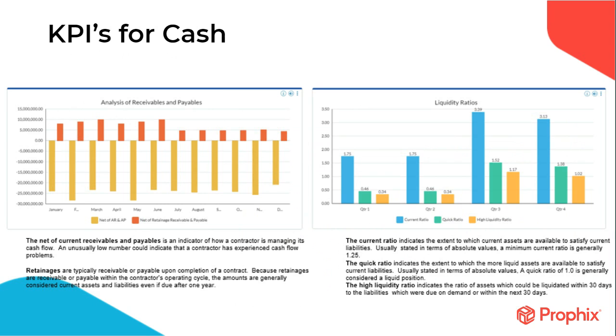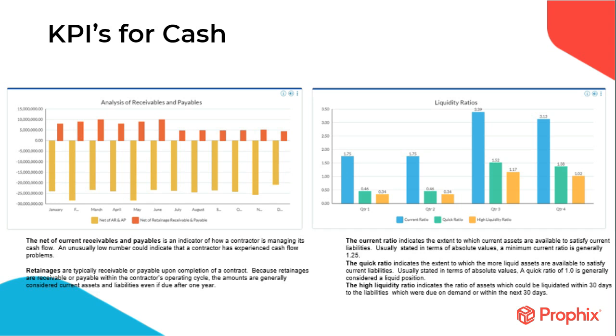And then the net of current receivables and payables KPI. This is an indicator of how a contractor is managing their cash flow as well. An unusually low number can indicate that a contractor has experienced or is about to experience cash flow problems. You should also be watching your retainages. They should be broken out and tracked separately when you're doing your ratios. Most of the construction ERPs handle this very well.